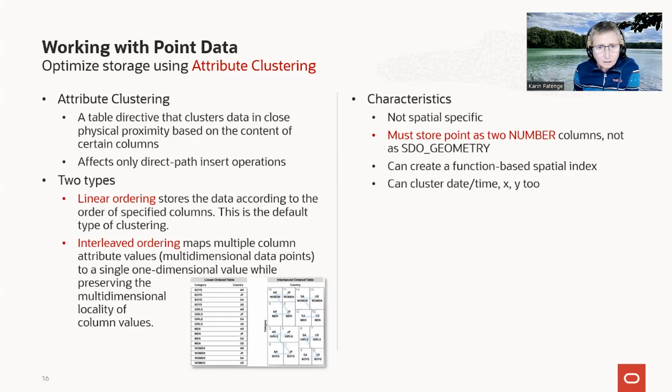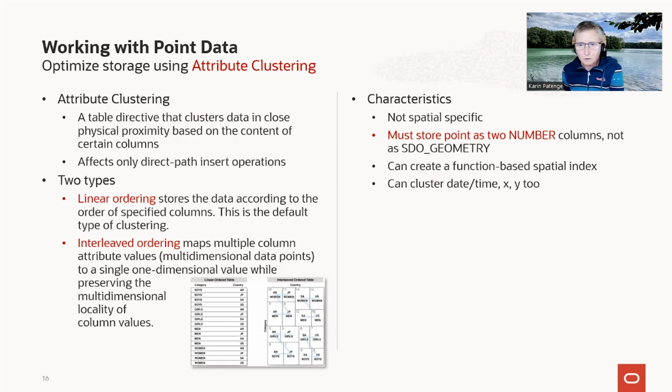Attribute clustering, we also use it for point data. It's not specific to spatial data, so you can use it for other tables and columns as well. In the case of point data, we need to make sure that we don't have the point stored as geometry, because attribute clustering cannot deal with object data types, and geometry is an object type.